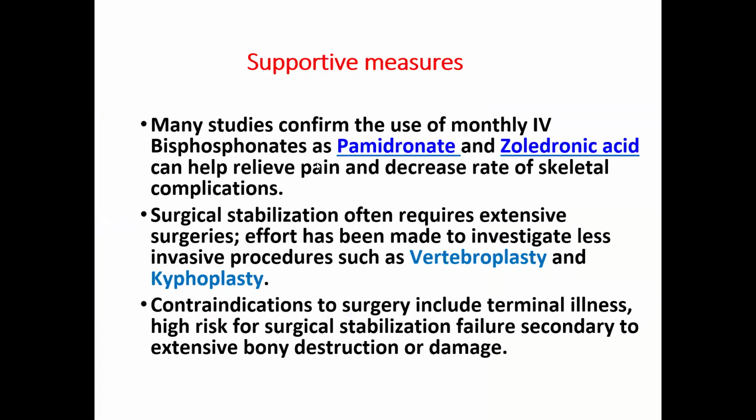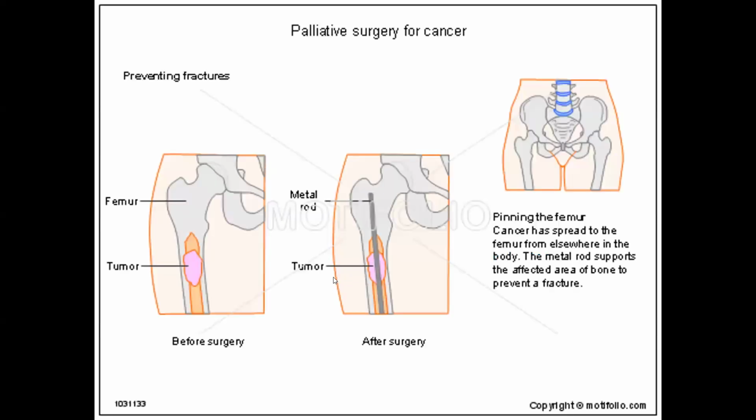So, what are we doing for these fractures? We use again bisphosphonates. So this brings us to another use for bisphosphonates in the palliative setting. And sometimes we do interventional procedures that can help with fracture, like vertebroplasty and kyphoplasty. All right. So surgical options are also available, like pinning the femur, for example, can be done.